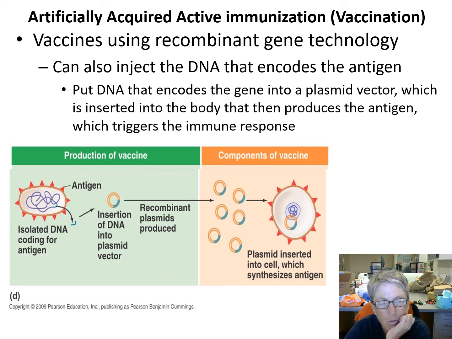Here's another way. So here's production of a vaccine. You have your bacteria with the spikes on the outside, and here's the DNA that codes for those protein spikes. And then you put that DNA into a plasmid vector. Remember, those you find in bacteria. And then you make these recombinant plasmids, and then you insert the plasmid into a cell, and then the plasmid will use all the molecular machinery inside the cell to make the antigen, and there you are. You make the antigen, and you put it on the outside of this cell, and you use that cell for your vaccine.